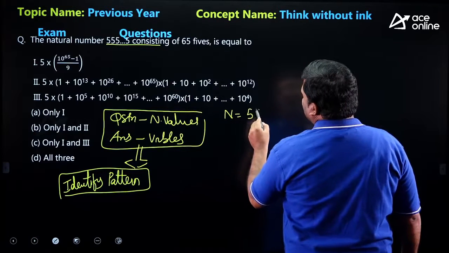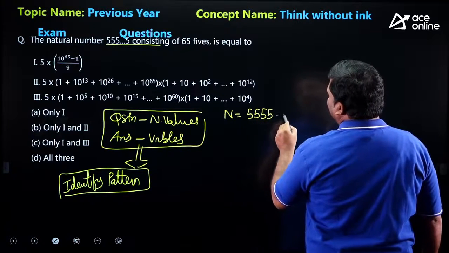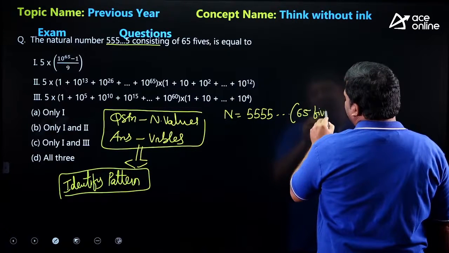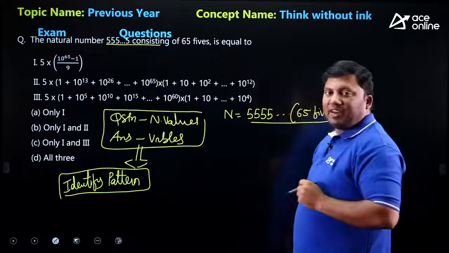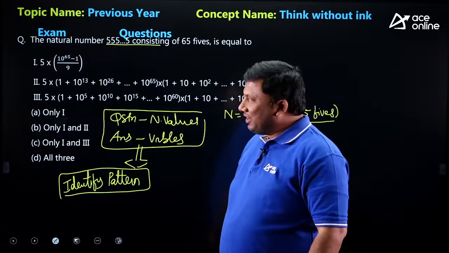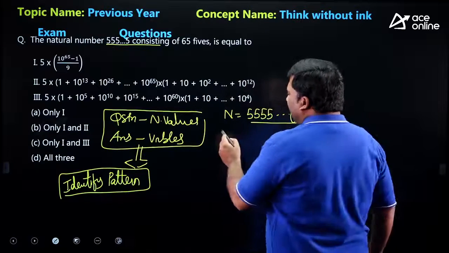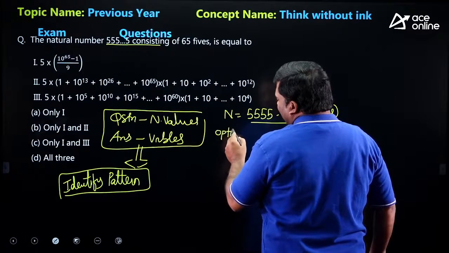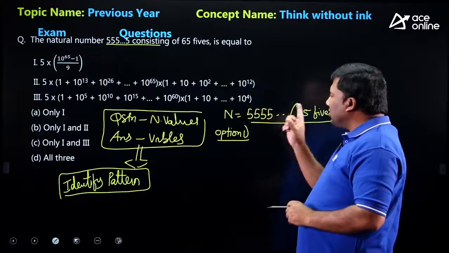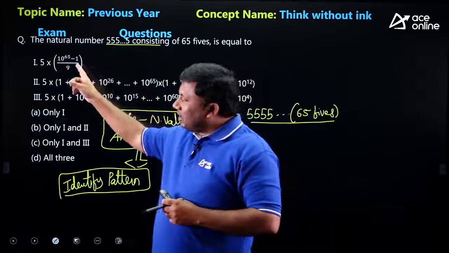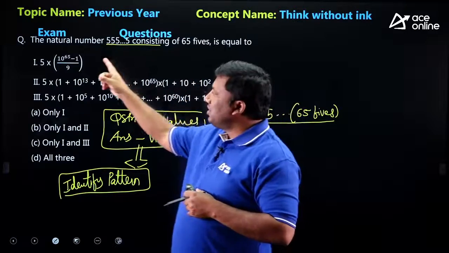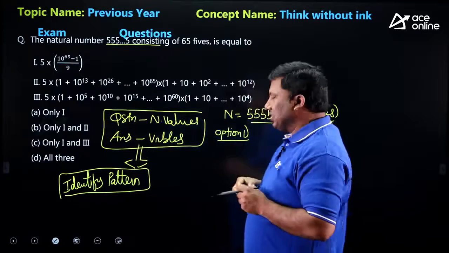The natural number is given as 5, 5, 5, 5, 5. Total how many are there? 65 5s are there. Now if you see here, there are some options given to you. Just observe closely, sir. Question contains 65 5s. Option 1 is 10 power 65. 5 is written 65 times, and the option contains 10 power 65.